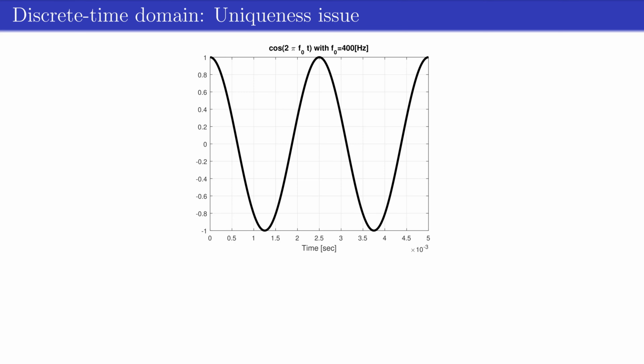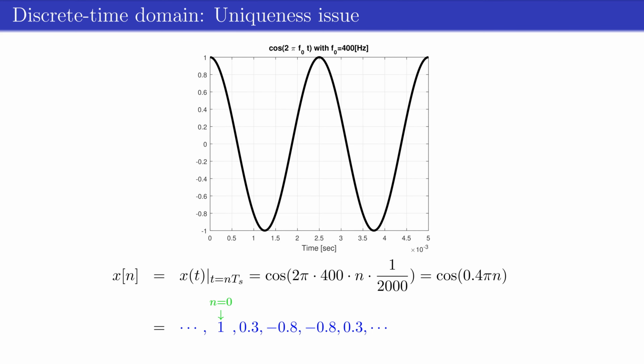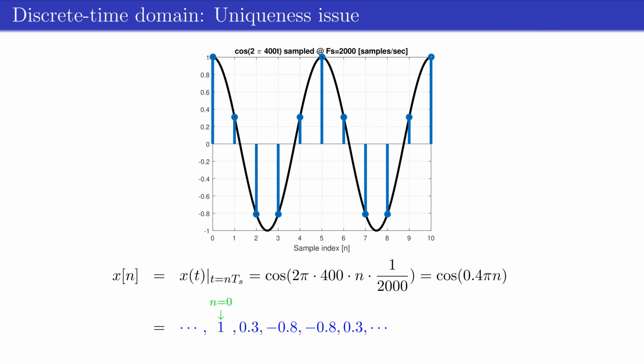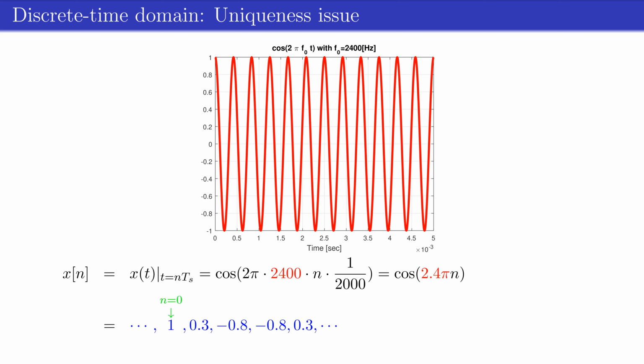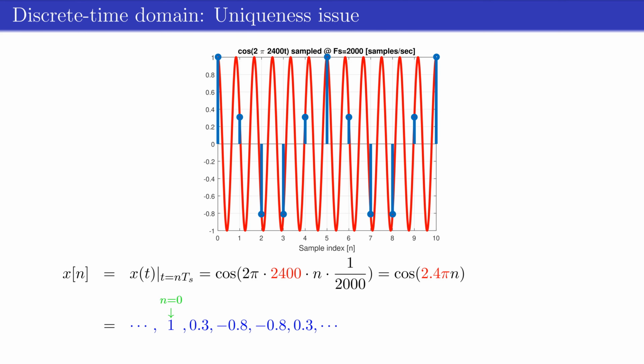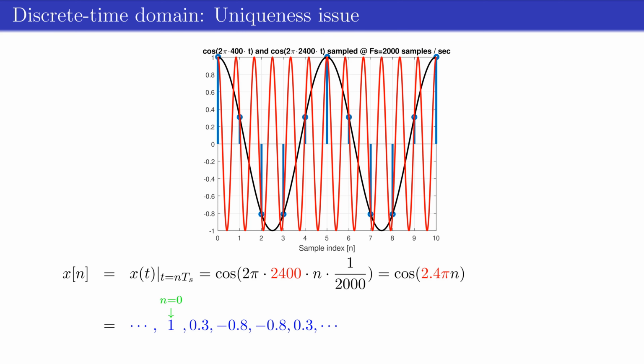Let's start again with the continuous time 400 Hz sinusoidal signal. When sampling the signal with 2000 samples a second, we obtain the numbers which are shown in the graph. When starting with the 2400 Hz sinusoidal signal and sampling again with the same sampling rate of 2000 samples a second, we obtain the following numbers, which are also denoted in the plot. These numbers are the same as the numbers that we obtained by sampling the 400 Hz signal with the same sampling frequency of 2000 samples a second.